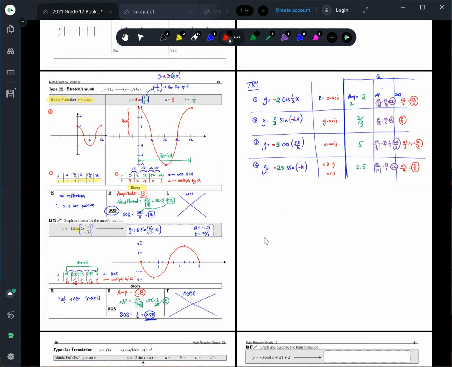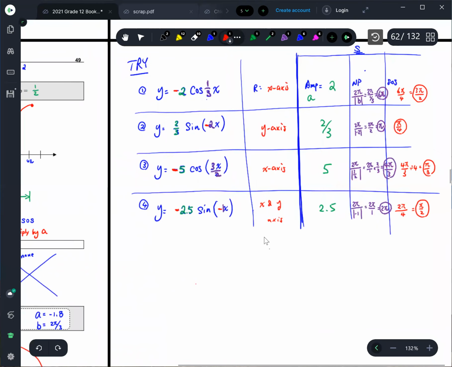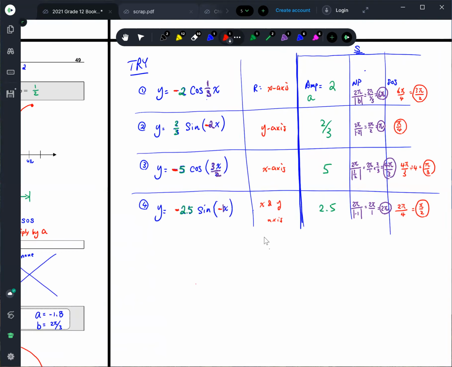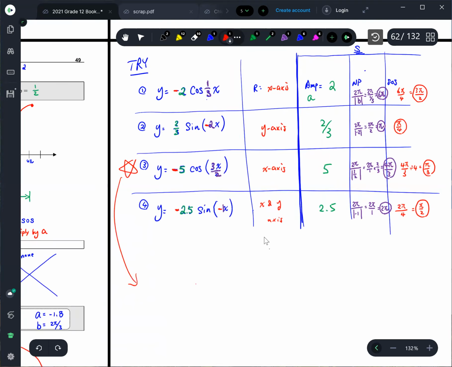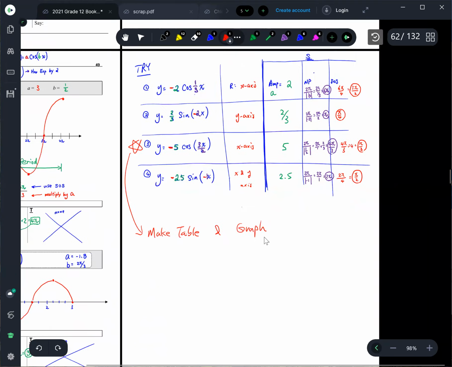Okay, if you are almost all done, we are going to try one more. Remember in the quiz, we had 4 questions. I'm going to pick one for you to make a table, since you already got the R and S, amplitude, all those things done. So just practice making the table. We're going to do question 3. Please make a table and graph, just for number 3.